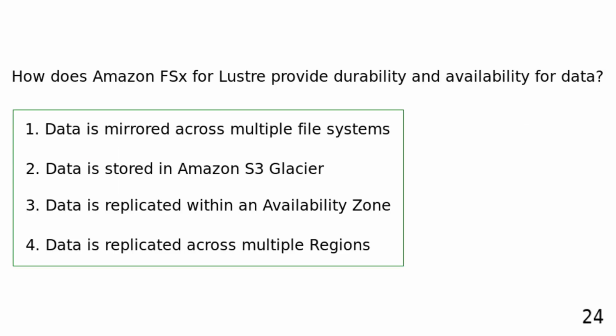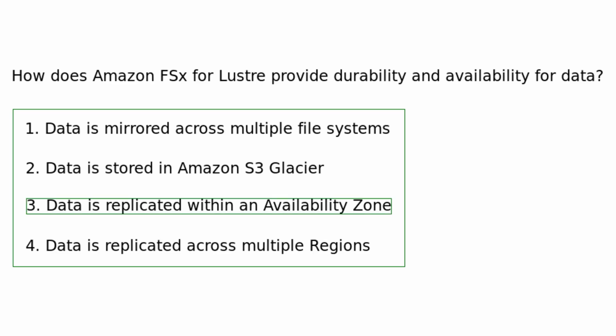How does Amazon FSx for Lustre provide durability and availability for data? Data is mirrored across multiple file systems. Data is stored in Amazon S3 Glacier. Data is replicated within an availability zone. Data is replicated across multiple regions. Amazon FSx for Lustre replicates data within an availability zone for durability and availability.